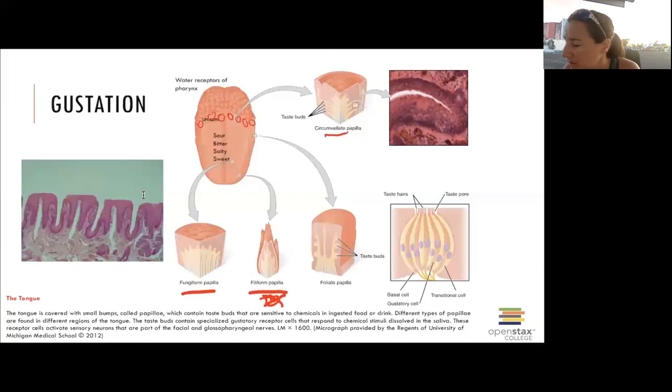And then over to our last one is foliate. Foliate look like pages in a book, hence the name foliate. You're gonna find them on the sides of the tongue. So your filiform and your fungiform are gonna be on the top of the tongue. Foliate are on the side, and in the way back of the tongue are going to be these circumvallates.